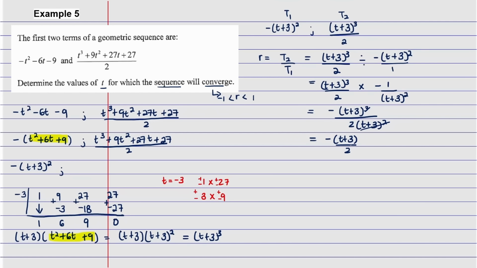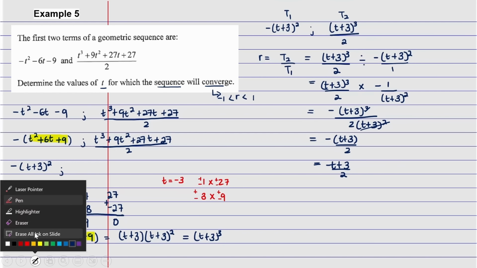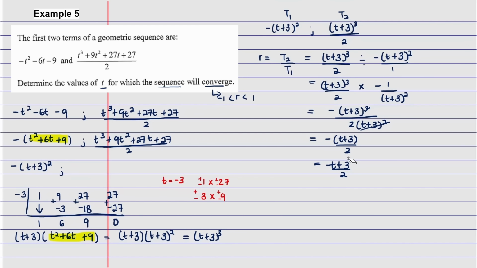Then I'm just going to distribute the negative. So this is going to be the same as negative t plus 3 divided by 2. Negative t plus 3: negative t, then negative 3, because of the negative, right? So that's what we're going to have. So now what we're going to do is substitute this r. Remember that this is r, right? We're going to substitute it here.